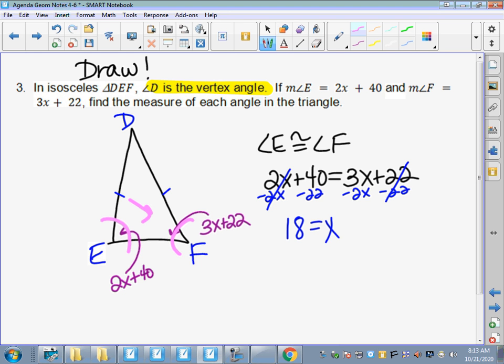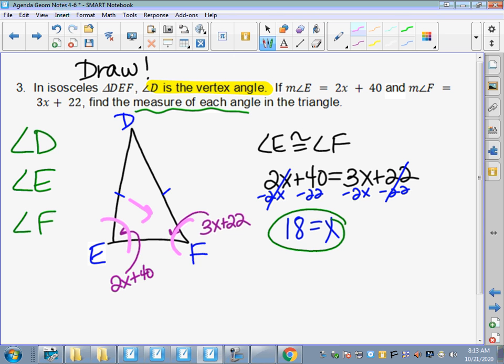Am I done with this problem if I know that x is equal to 18? It said to find the measure of each angle. So angle D, angle E, angle F. So if I know that angle E is 2x plus 40 and we just figured out that x equals 18, I'm going to plug that in there. So 2 times 18 is 36 plus 40. I think that's going to come out to a 76 for angle E.